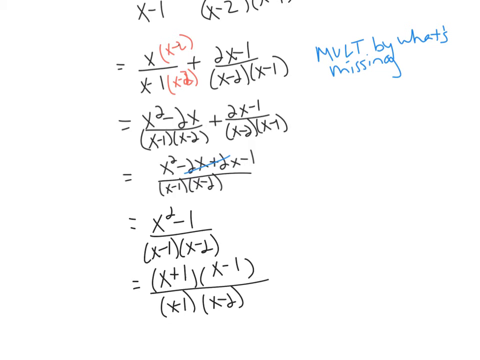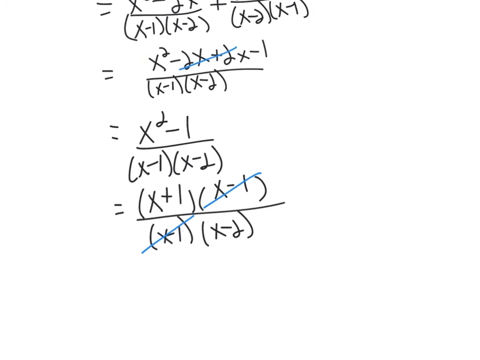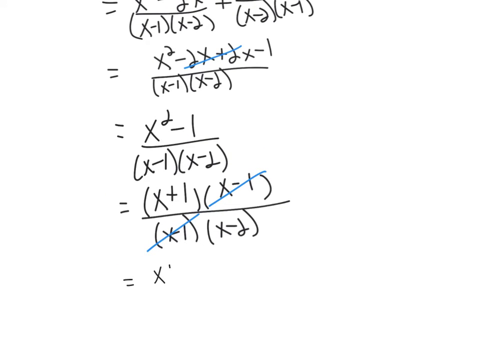So let's see, can we simplify anything? Does anything cancel? Does something divide by itself? And yes, it indeed does. I have x minus 1 on top, x minus 1 on bottom. Those two cancel. We are left with x plus 1 on top, x minus 2 on bottom. But we are not done.